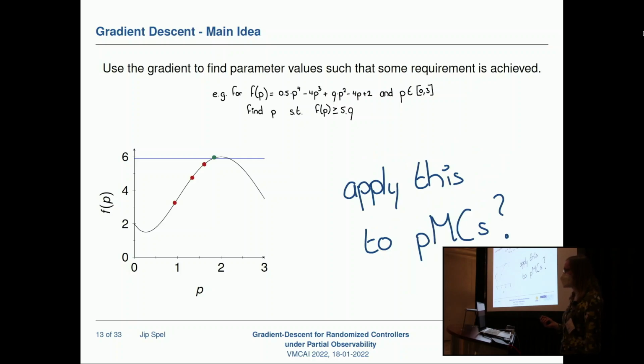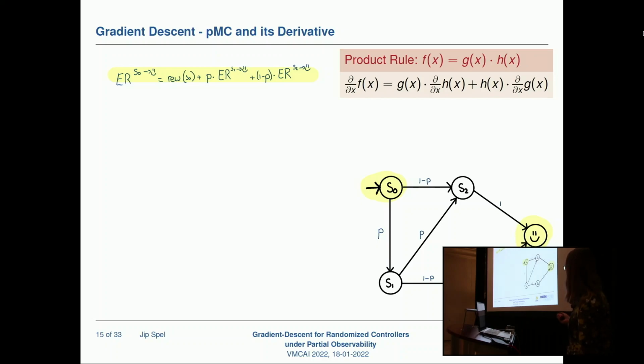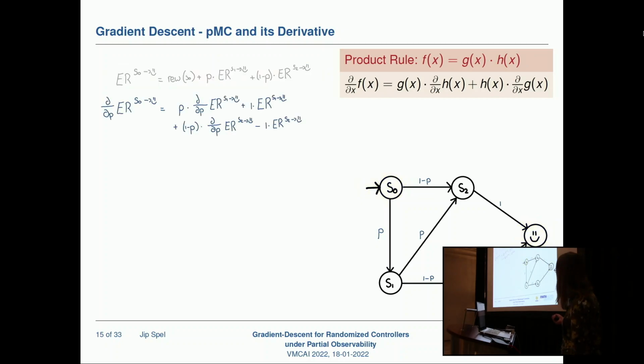Then we were thinking, how can we apply this to parametric Markov chains? And we decided to also look at the derivative of a parametric Markov chain. So for instance, if we're interested in the expected reward of going from our state S0 to our happy state, then if we look at the gradient of this, we just use the product rule, and the derivative can be written according to the product rule.